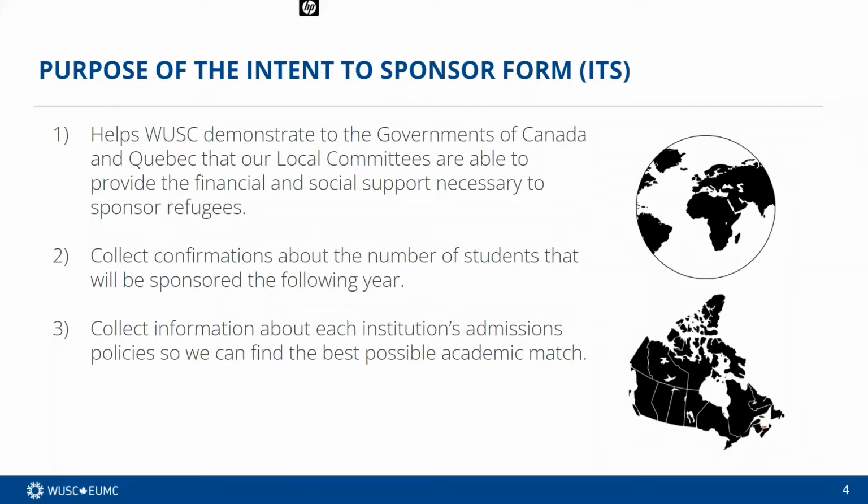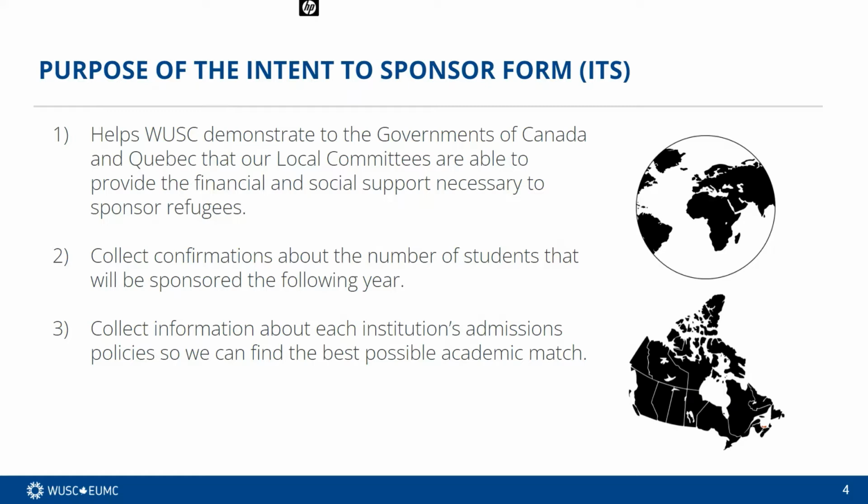The ITS is WUSC's quality assurance tool. It helps WUSC ensure that local committees are meeting the minimum standards for the sponsorship of refugees as determined by the governments of Canada and Quebec. It tells WUSC how many students to select overseas. The ITS also collects information about academic requirements of each institution. We use this information to help us match students to your campus.